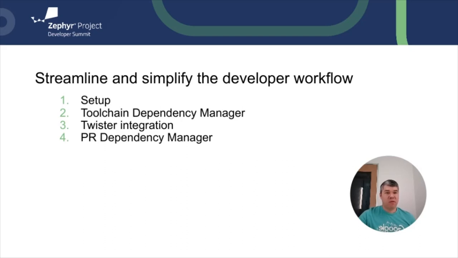After you have your workspace configured and updated, you'll create a branch and start writing your code and making commits. You'll need to test your changes with Twister, which is Zephyr's test runner tool. Once you have validated your code with Twister, you'll need to push your commits to a PR and get them reviewed.